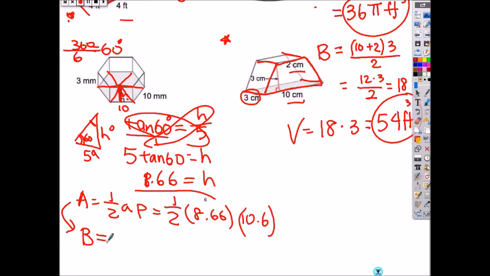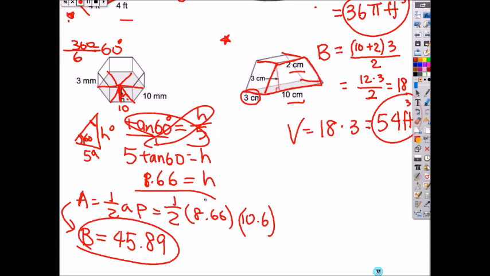Just plug into the calculator and tell me what it is. Everyone should be trying this. What do you get? 259.8 or so.